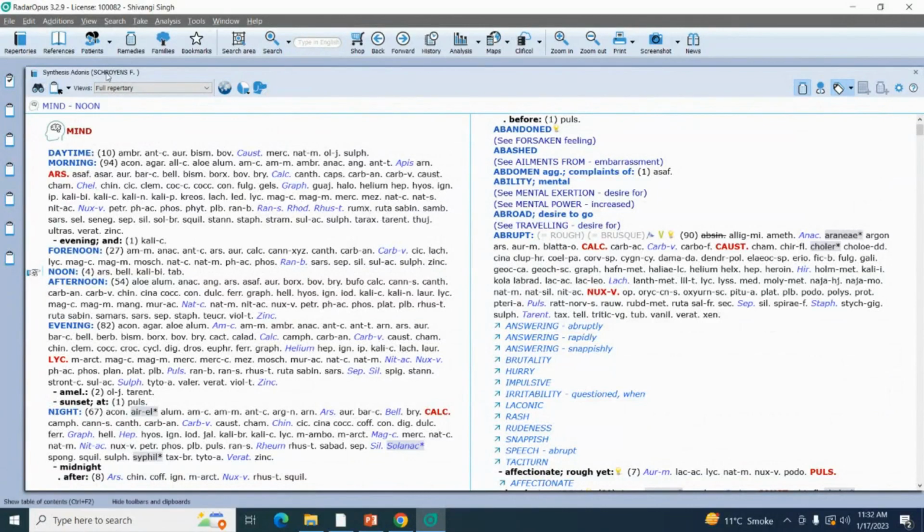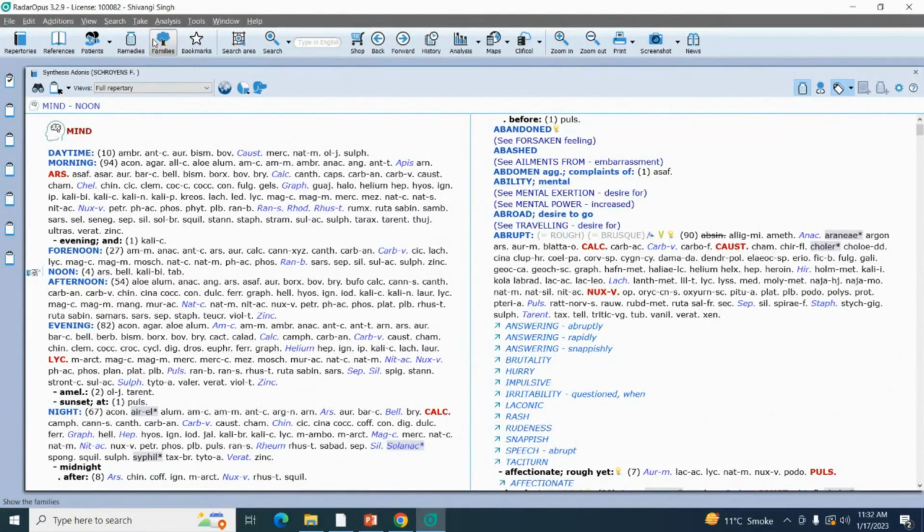Synthesis Advanced repertory is open by default. The icons above are known as the icon bar or toolbar. And these five icons present on the left-hand side of your screen are known as primary icons, consisting of repertories, references, patient management, remedies, and families. So I'm going to repertorize my case.